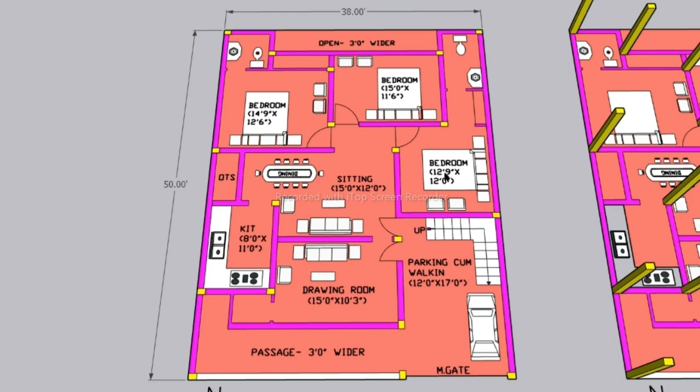These are the master bedrooms because all have an attached bathroom and toilet, right? And every component has been shown with different colors so that you can easily identify the columns, walls, floor, and different materials used in these constructions.